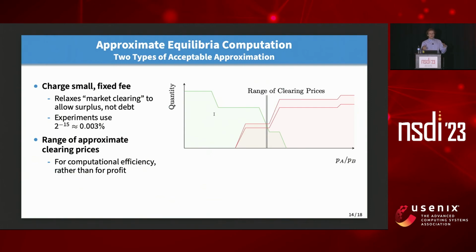Experimentally, again, this fee is for computational efficiency rather than profit, so we're going to drive it as low as we can. And in practice, we're going to use about 2 to the minus 15, or a fraction of a basis point. What this does is that it expands the region that we're trying to look for. Instead of a single point, we're looking for a reasonably tractable neighborhood of that point. So we get a range of possible clearing prices that we can accept.